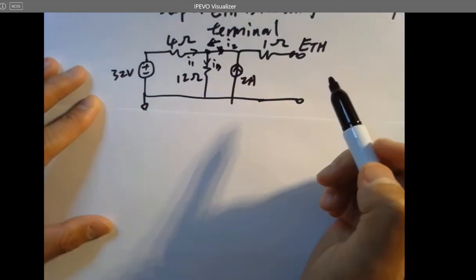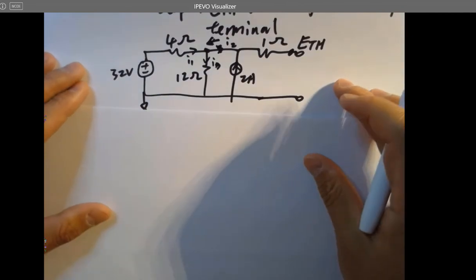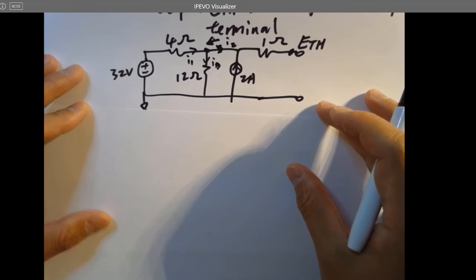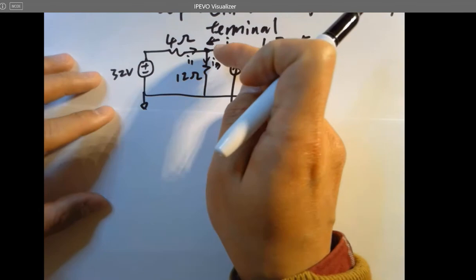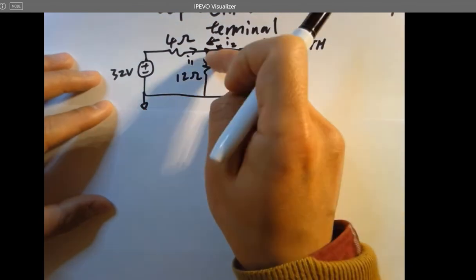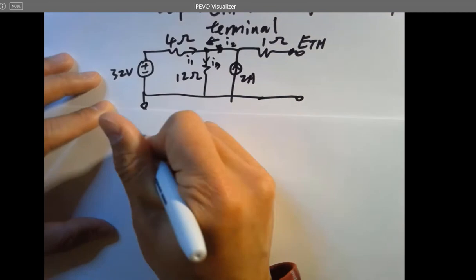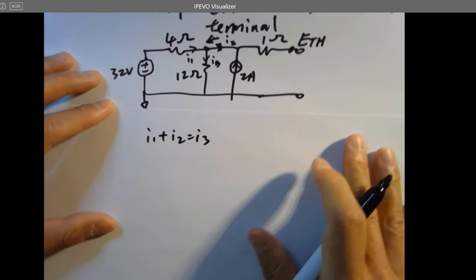So if you have labeled I1, I2, I3 over here, the first equation you can write down will be I1 plus I2, which are the two currents getting into the junction, equals the current flowing out from the junction, which is I3. So the first equation will be I1 plus I2 equals I3.